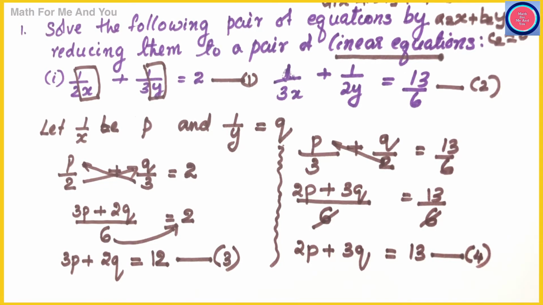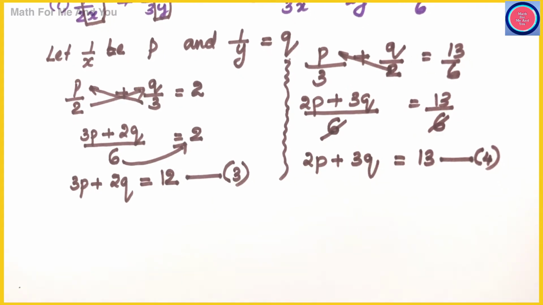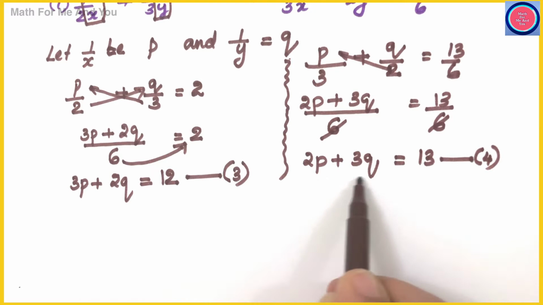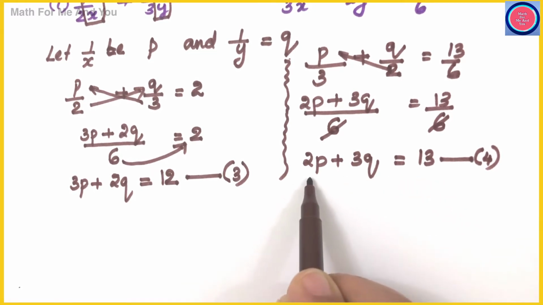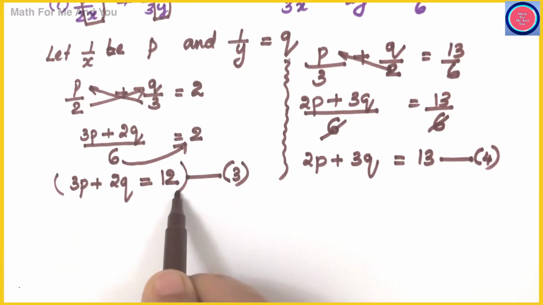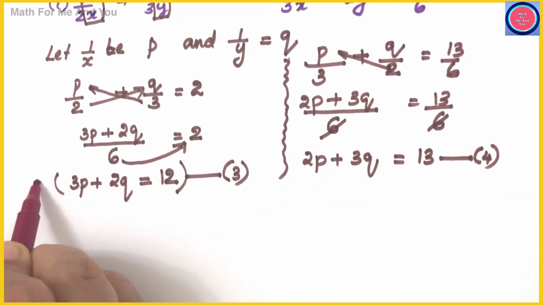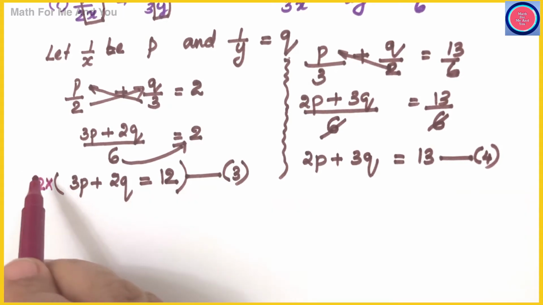And we are going to find the values of p and q. Solve for p and q. We can use either elimination or substitution. I am using the elimination method. If I am using elimination, I need to get the same coefficient for either p or q. Here I am going to eliminate p. In the first equation the coefficient of p is 3 and in the second equation the coefficient of p is 2. If I multiply the first equation with 2, then I will get 6p. And the second equation we will multiply with the coefficient of p in the first equation, that is 3.